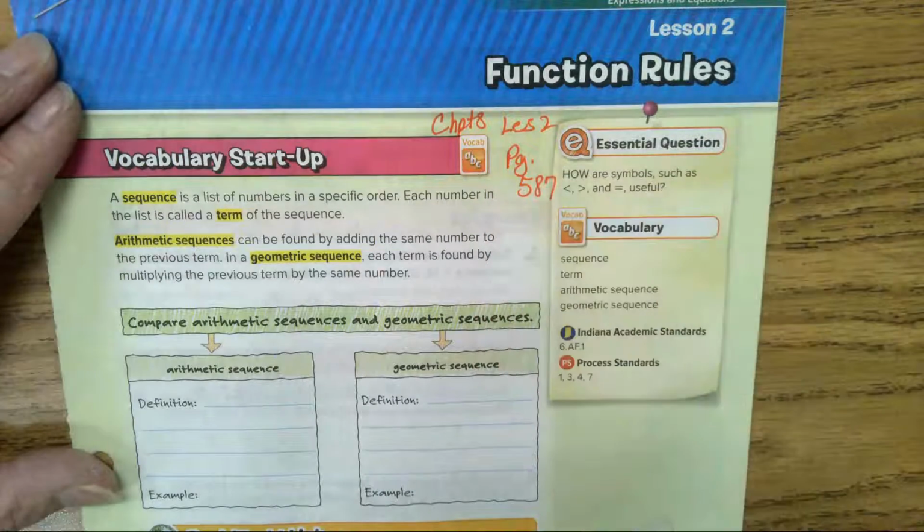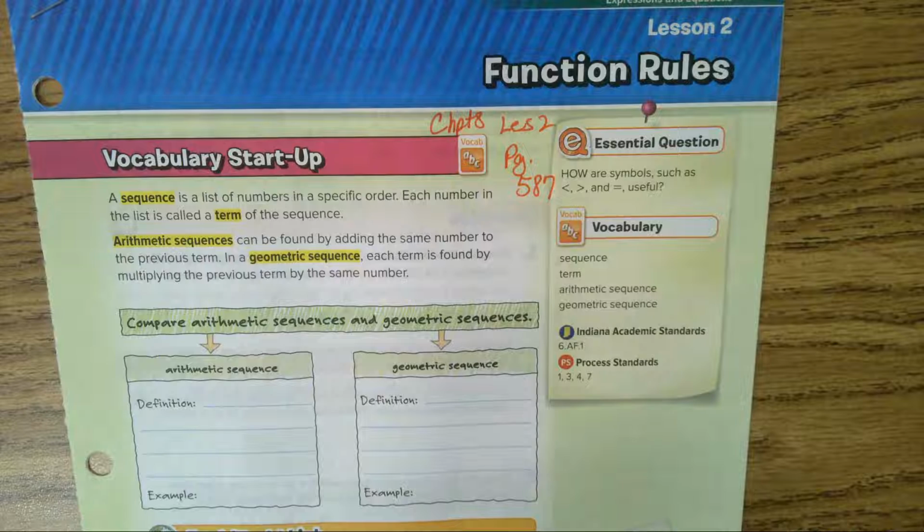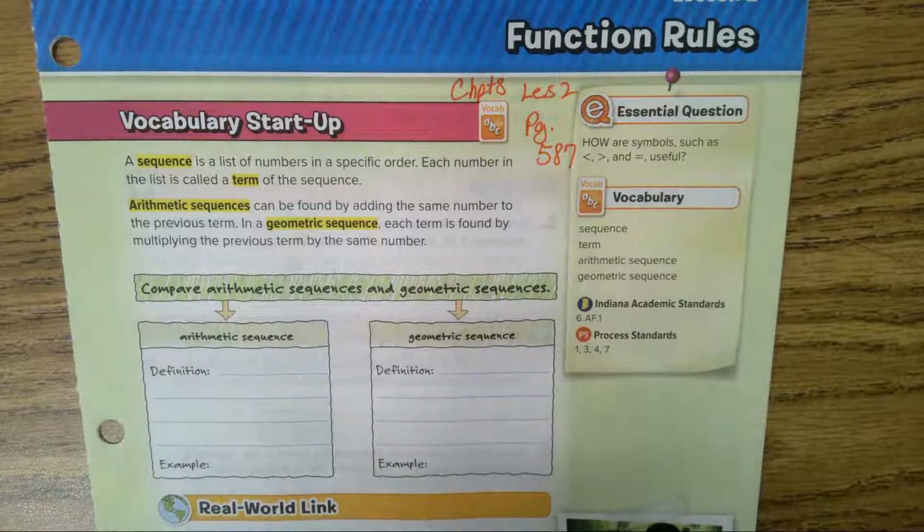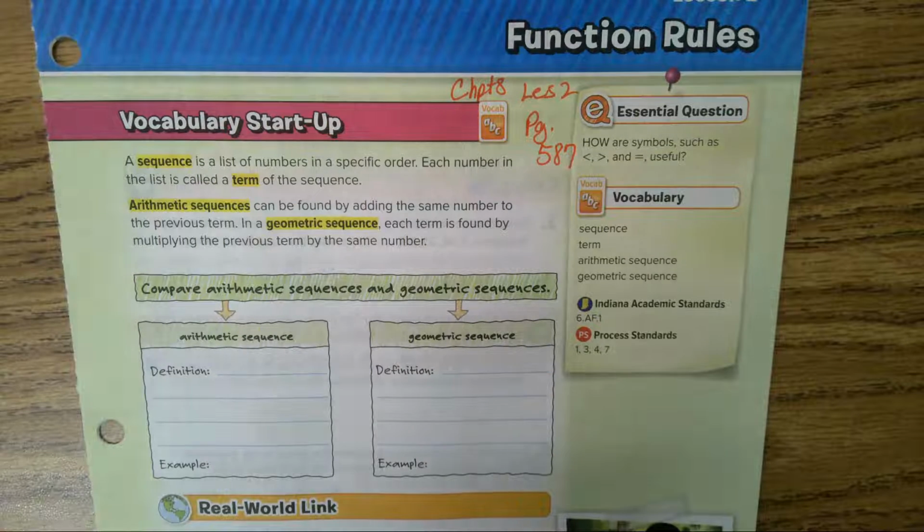Let's look at some of our new vocabulary words that we have here today. It says, a sequence is a list of numbers in a specific order. Each number in the list is called a term of the sequence. So each number will be referred to as a term. Arithmetic sequences can be found by adding the same number to the previous term. In a geometric sequence, each term is found by multiplying the previous term by the same number.